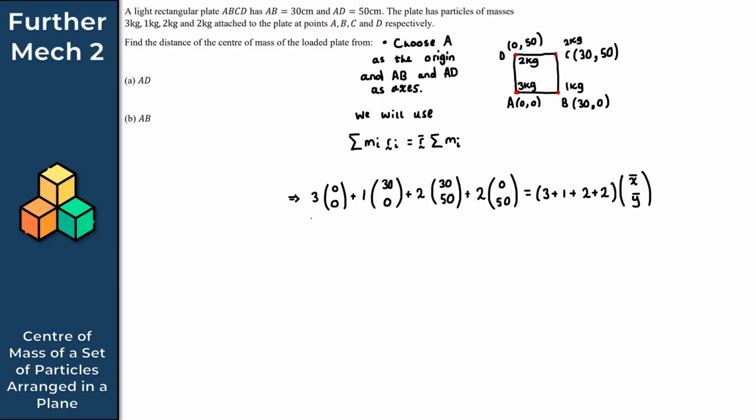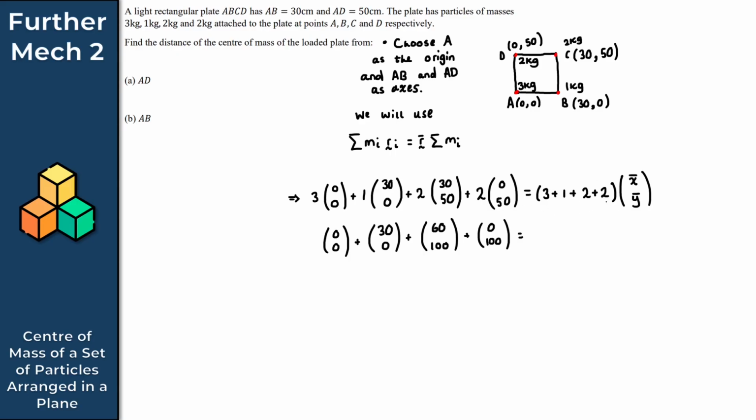So let's just simplify the left-hand side here. 3 times (0, 0) is just simply (0, 0). Again, in your exam, you probably wouldn't bother writing this down, but I'm just going to write it here so you can see my full working. 1 times (30, 0) is just simply (30, 0). I've then got 2 times (30, 50). So that is (60, 100). And then finally, 2 times (0, 50) is (0, 100). So plus (0, 100). And that is equal to then, so we just simplify the right-hand side here.